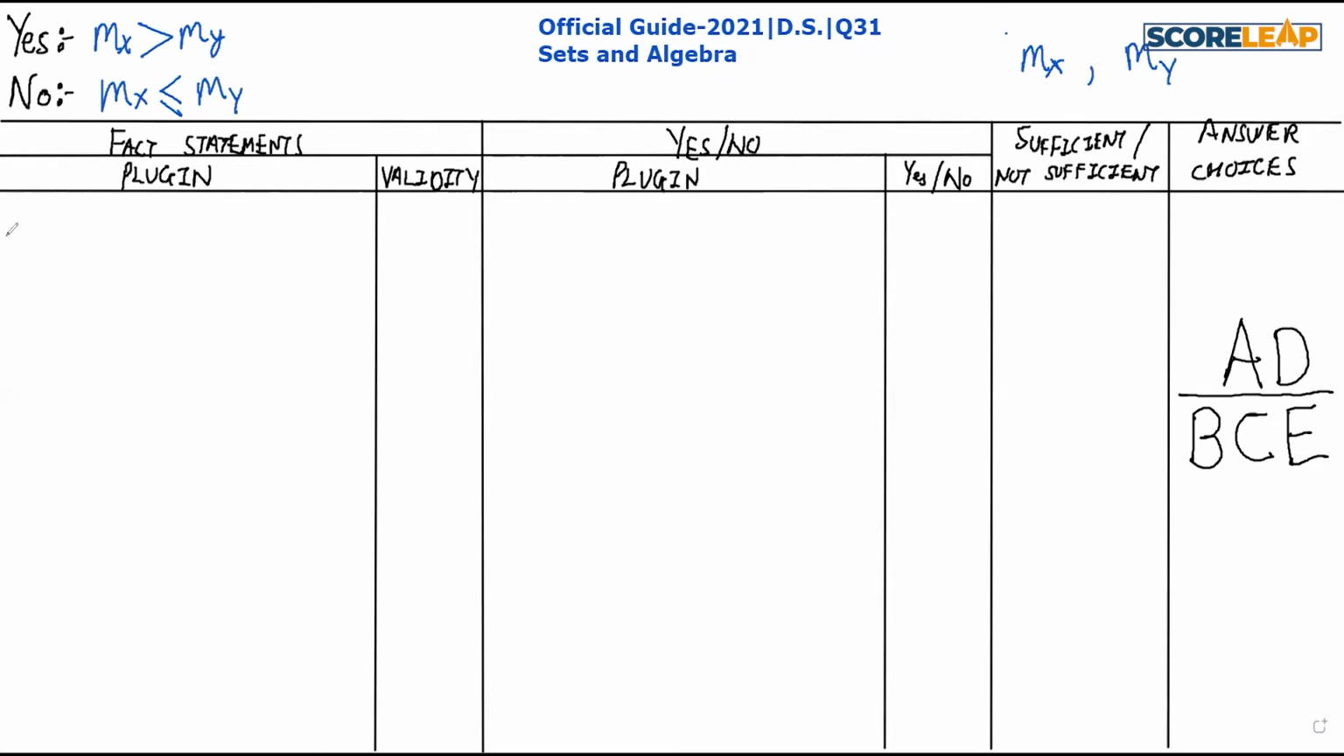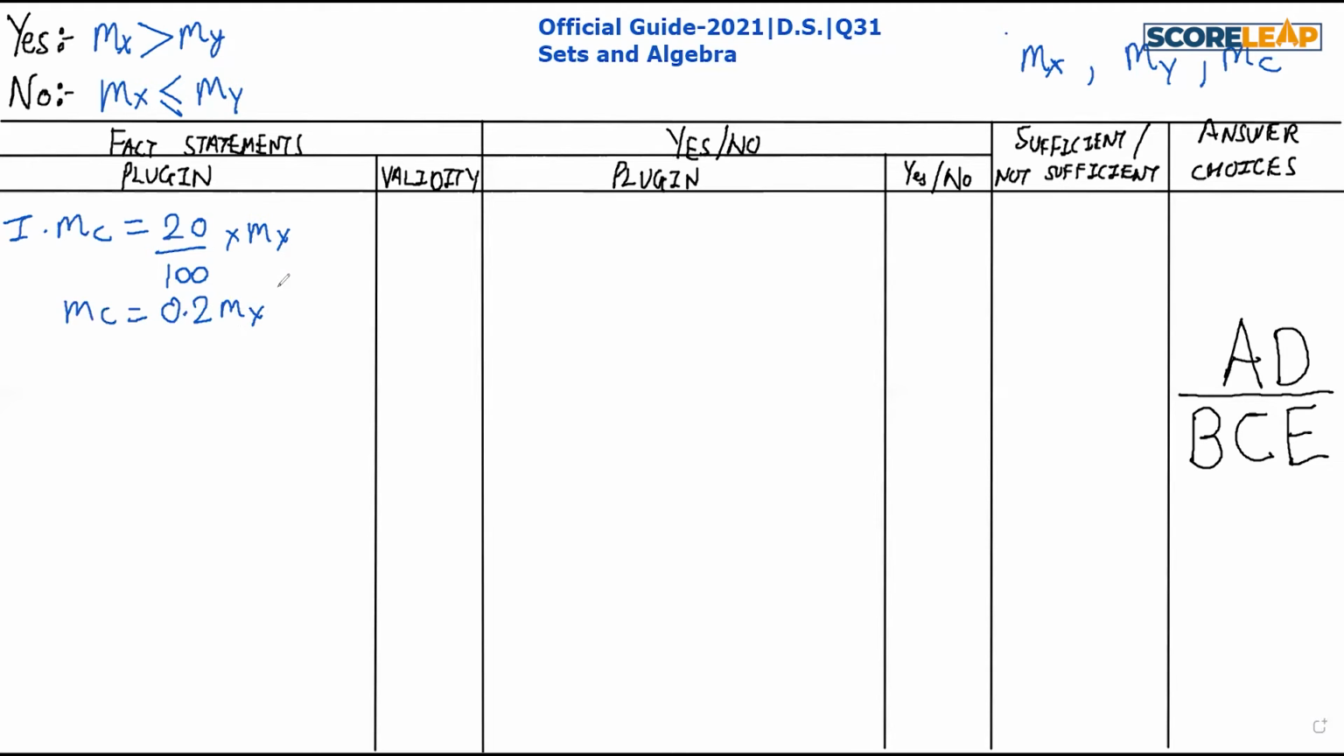Now let us jump to the fact statements and check whether we are getting a definite yes or a definite no for all the values in that statement. So statement 1 says that of the members of club X, 20% are also members of club Y. So let us define one more variable, the common members in both X and Y, which is denoted as MC. According to the first statement, MC is equal to 20 percent of MX. So MC is equal to 0.2 of MX.